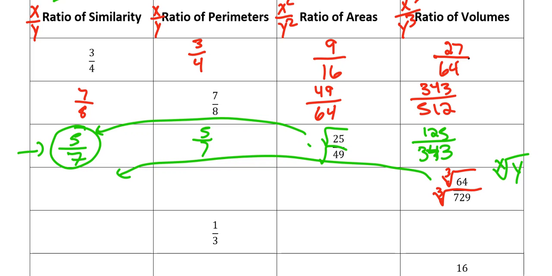And the cube root of 64 is 4. And the cube root of 729 is going to be 81. I'm sorry, it's 9. I'll say 81. All right, so once you figure out this, that means the perimeter is the same. It's 4/9. And the area is going to be 16 over 81, because now we're squaring these to get that.